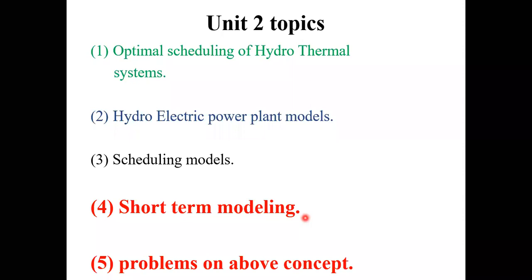And when you look at the university papers, they repeatedly ask questions on short-term modeling and problems on short-term modeling for A and B bits. But in some of the papers, they directly ask 14 marks for problems based on short-term modeling. So that's why we need to give a lot of importance to short-term modeling, the derivation, and similarly the problems based upon short-term modeling.